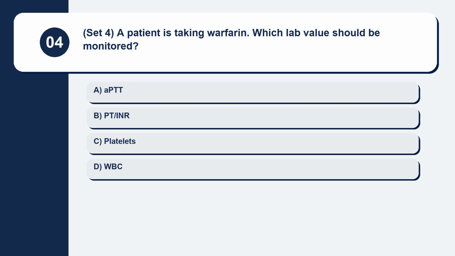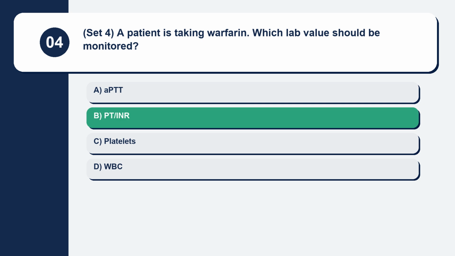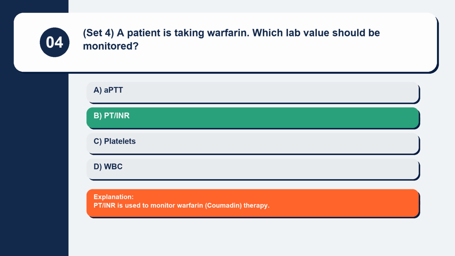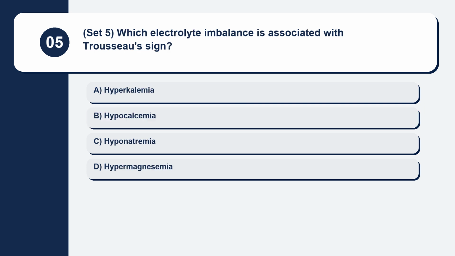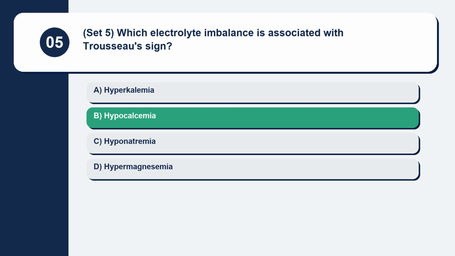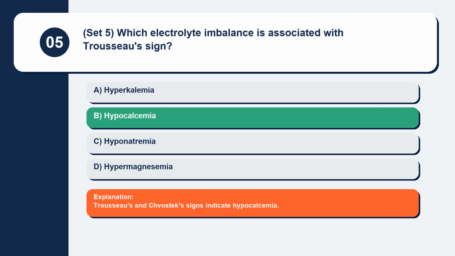Question 4. Set 4. A patient is taking warfarin. Which lab value should be monitored? APTT, PT/INR, platelets, WBC. PT/INR is used to monitor warfarin, Coumadin, therapy. Question 5. Set 5. Which electrolyte imbalance is associated with Trousseau's sign? Hyperkalemia, hypocalcemia, hyponatremia, hypermagnesemia. Trousseau's and Chvostek's signs indicate hypocalcemia.